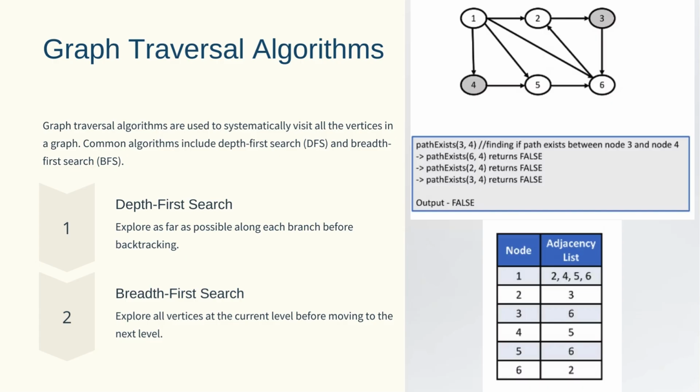BFS, breadth first search. BFS explores a graph level by level starting from a chosen vertex. It uses a queue data structure to explore all neighbors of a vertex before moving on to their neighbors. This is used to find shortest path in unweighted graphs and crawling the web, finding all reachable web pages.